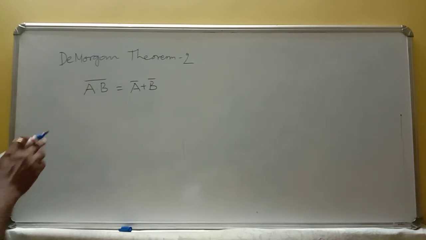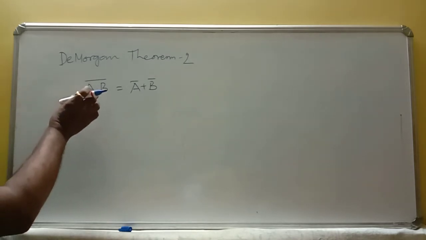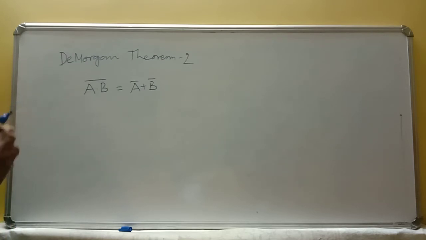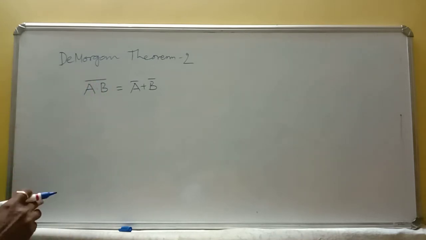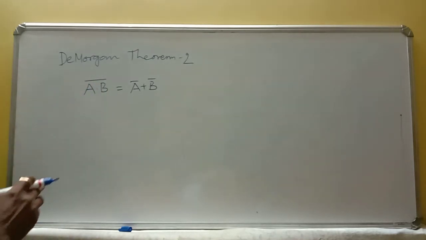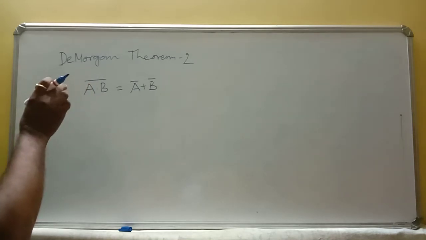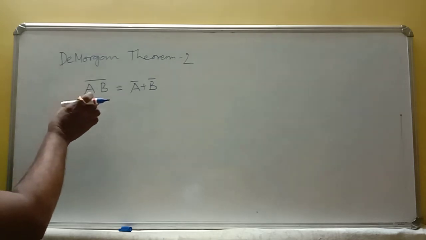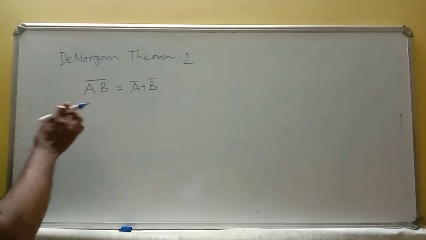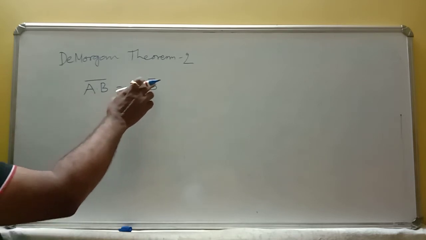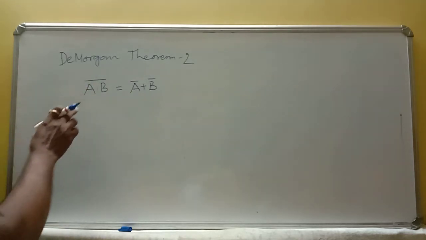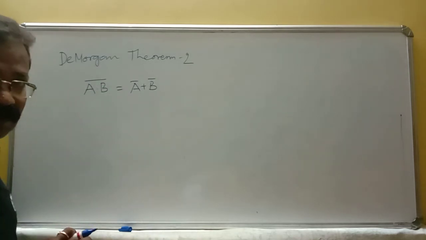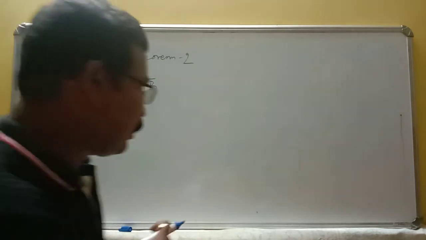For any two variables A and B in Boolean algebra, the complement of the product of two logic variables is equal to the sum of their individual complements. I repeat again. For any two variables A and B in Boolean algebra, the complement of the product of two logic variables is equal to the sum of their individual complements. Here, this is LHS and this one is RHS. Now, we will verify this statement.